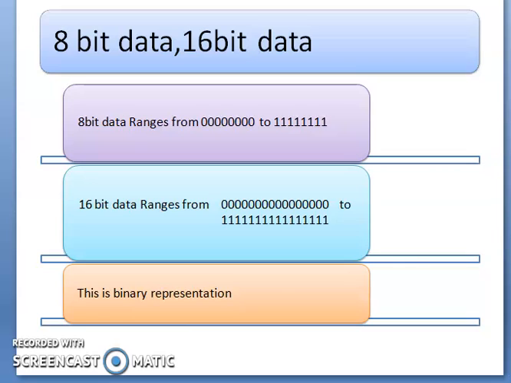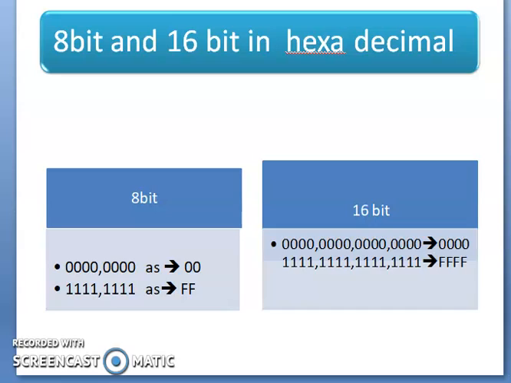Now we are going to discuss what is a hexadecimal number. We club every 4 bits into a nibble, and then we form the data. Clubbing 0000 gives 0, and clubbing 1111, if you convert it, it is F. The 8-bit data ranges in hexadecimal from 00 to FF.